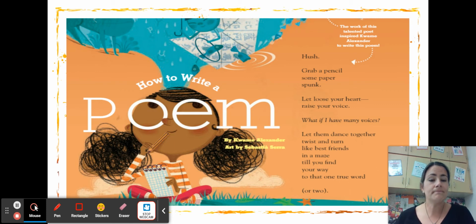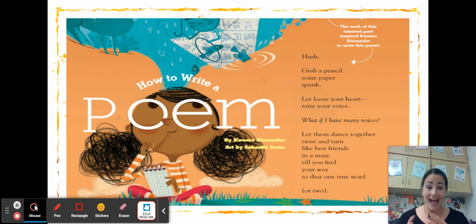It says, hush, grab a pencil, some paper, spunk, let loose your heart, raise your voice. What if I have many voices? Let them dance together, twist and turn like best friends in a maze till you find your way to that one true word or two.